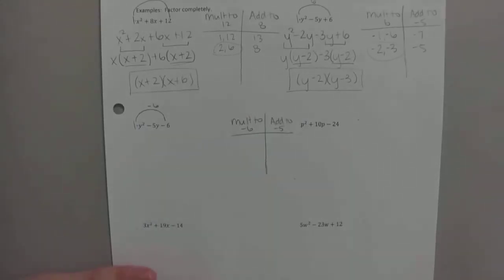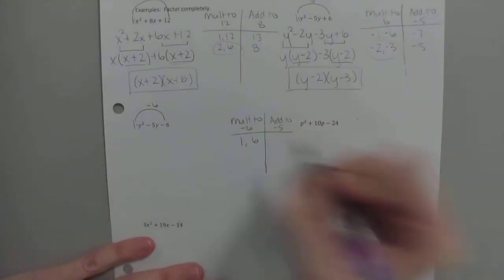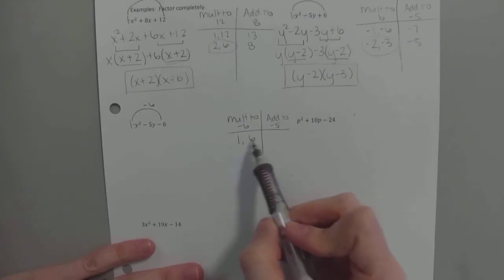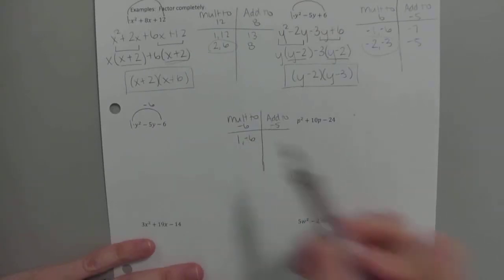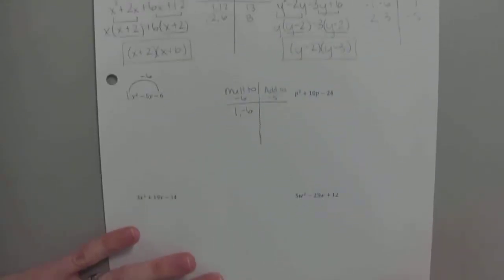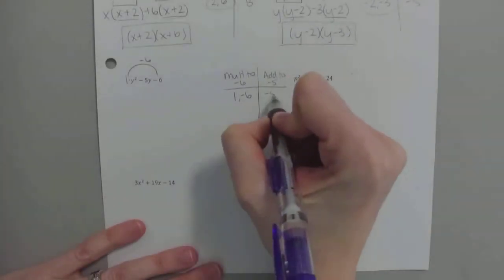If you're like, I don't know what you're talking about, think of all the options. Think of 1 and -6, and -6 and +1. It's up to you. So what I'm going to do is write 1 and 6, but I know one needs to be negative and one needs to be positive. The only way opposite signs add up to negative is if the bigger number is negative.